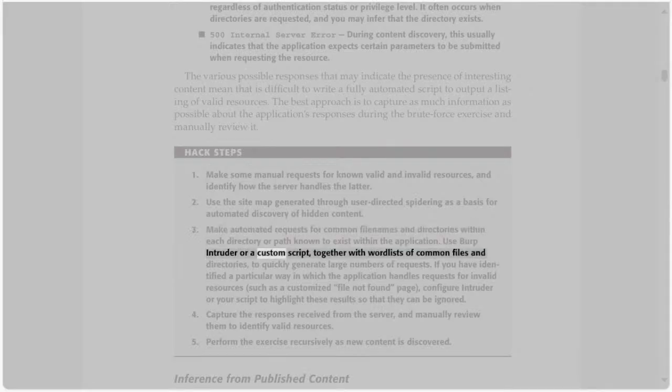Use Burp Intruder or a custom script, together with word lists of common files and directories, to quickly generate large numbers of requests. If you have identified a particular way in which the application handles requests for invalid resources, such as a customized file not found page, configure Intruder or your script to highlight these results so that they can be ignored. 4. Capture the responses received from the server and manually review them to identify valid resources.